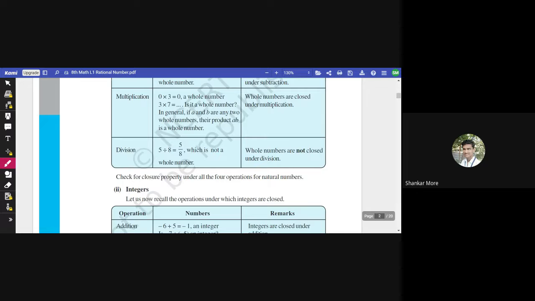Because we have to check properties. Okay, so for the fourth one, we have to check the division property. For division also we can take any number here, but what are we going to do? We will take only whole numbers here, because for whom are we checking the property? We are checking it for whole numbers. So we took 5 and 8, so 5 divided by 8, that is 5 by 8, and this is not a whole number, is it? It's not, it is a rational number. So that's why we can write the remark here, whole numbers are not closed under division.